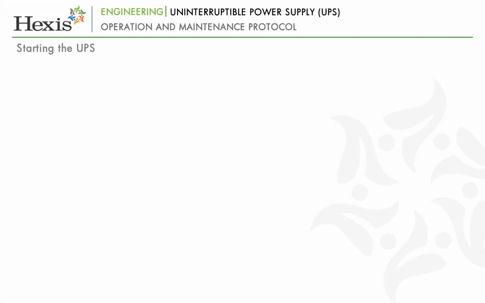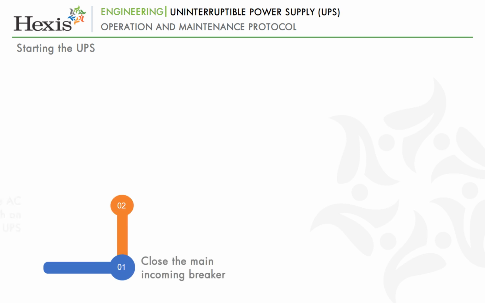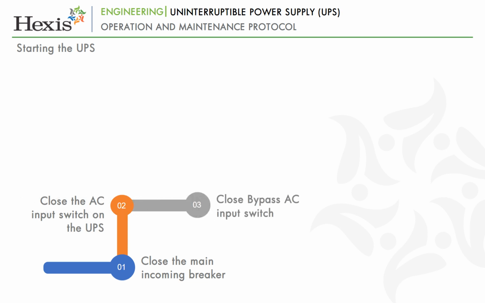Now that we know who are the manufacturers of UPS, let us now learn about startup and shutdown procedure of UPS and its maintenance program. To start the UPS, close the main incomer breaker. Close the AC input switch on the UPS causing rectifier to start. Close bypass AC input switch to bring the bypass into circuit. Close the inverter output switch.